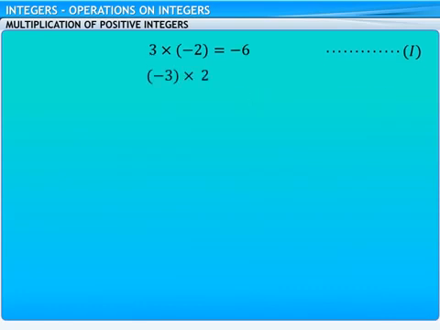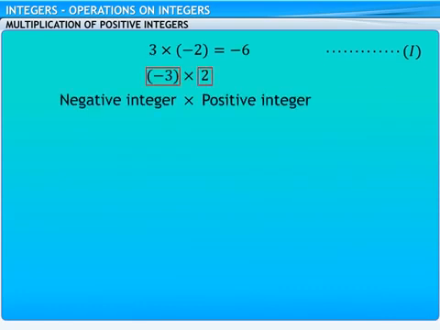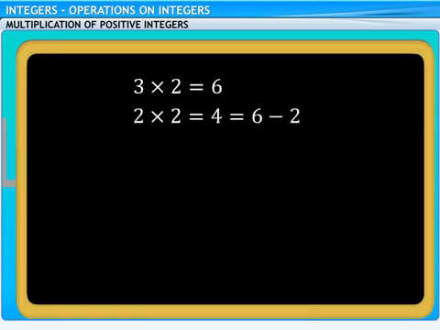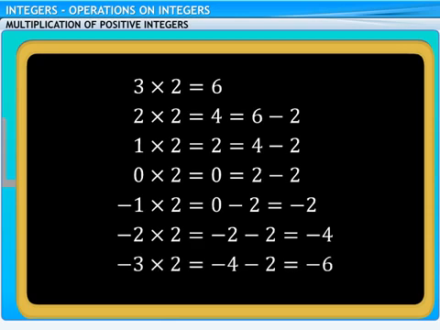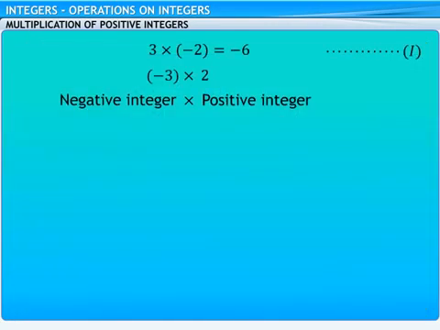But what if you multiply a negative integer by a positive integer? To understand this, let's take a look at the pattern followed. The pattern suggests that the product of a negative integer with a positive integer gives a negative integer. So for the multiplication of a negative integer with a positive integer, you just need to multiply the two integers as whole numbers and place the minus sign in front of the result.